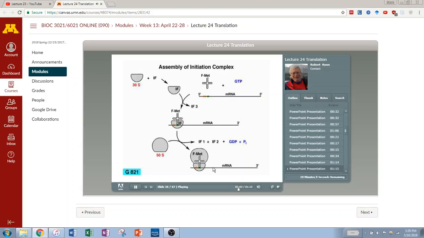The complete 70S ribosome is now assembled, and the fMet tRNA is at the right place on the first AUG codon, and so everything is ready for the elongation phase of protein synthesis.